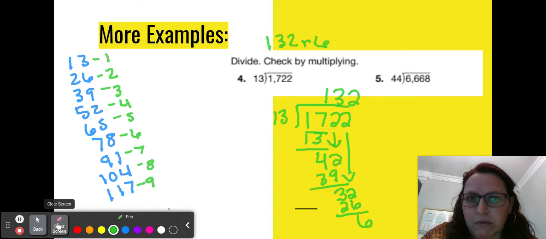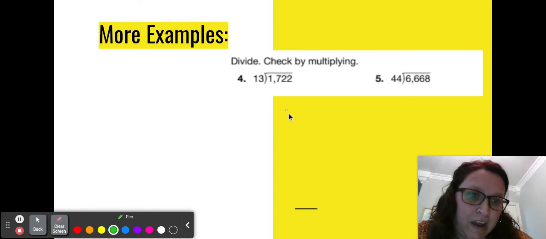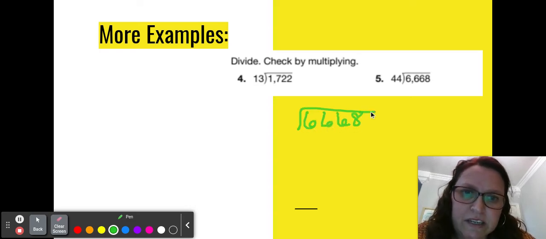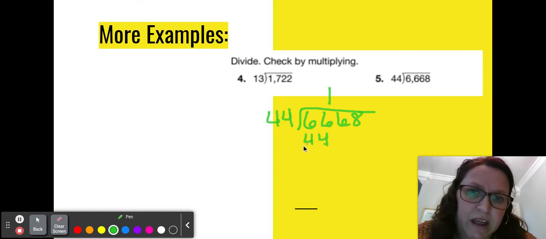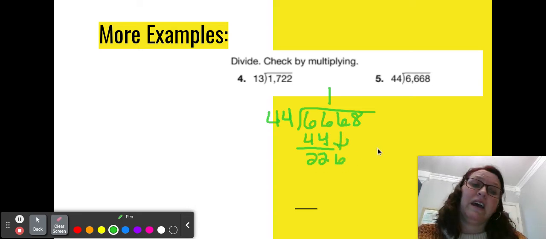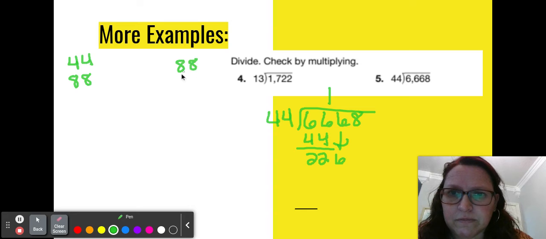And let's do one more problem. 44. I'm not going to write down all my factors because I don't know all of them yet. So 6,668 divided by 44. 44 goes into 66 one time. 44, and now I have 222, and I've got to bring down my 6. I guess I better write some factors. So 44 plus 44 is 88, plus 44.